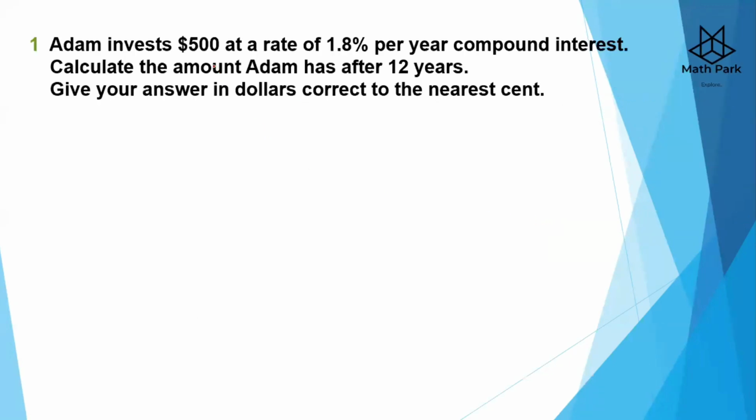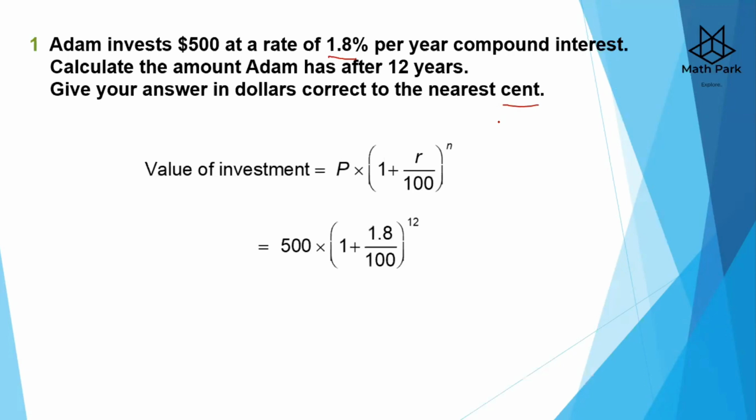Adam invests $500 at a rate of 1.8% per year compound interest. Calculate the amount Adam has after 12 years. Give your answer in dollars, correct to the nearest cent. So here the investment principal is $500. We take P is equal to $500. The rate of interest is 1.8% and the number of years is 12.